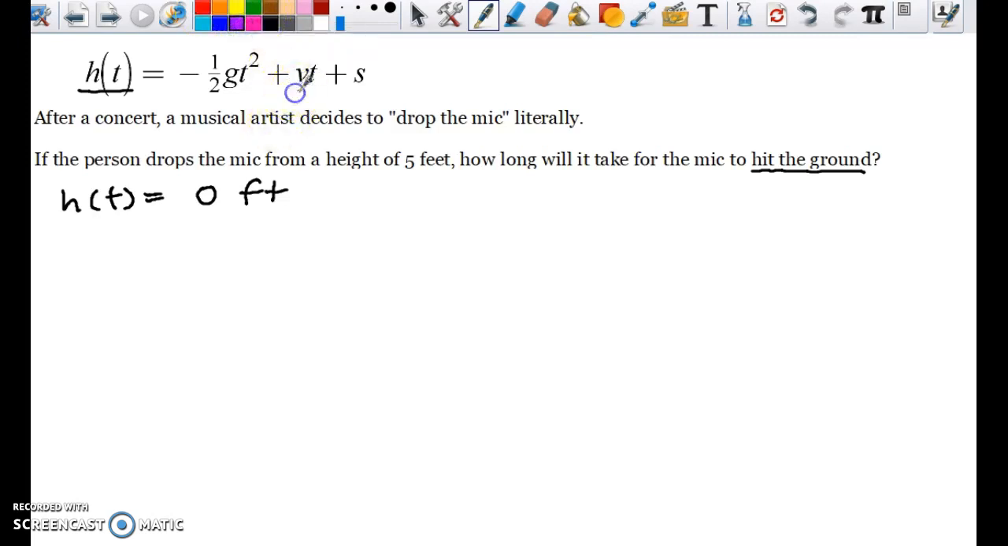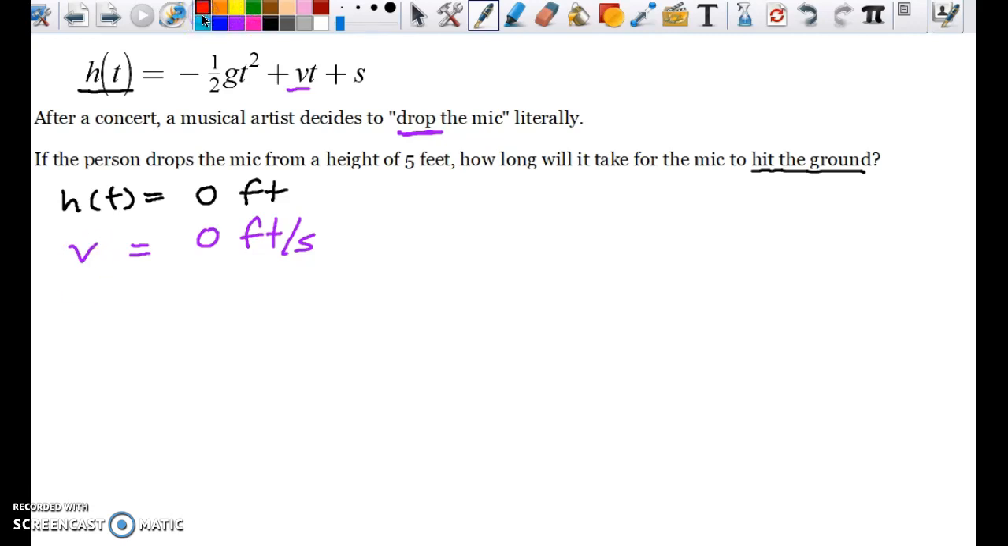What's going to go in for the velocity? If I'm dropping the item, what's my velocity? If I'm just dropping it, did I push or throw or do anything? The velocity is 0 feet per second in this example because I'm just dropping the mic. So that's your clue that if you're dropping something, the v sub 0 should be 0.